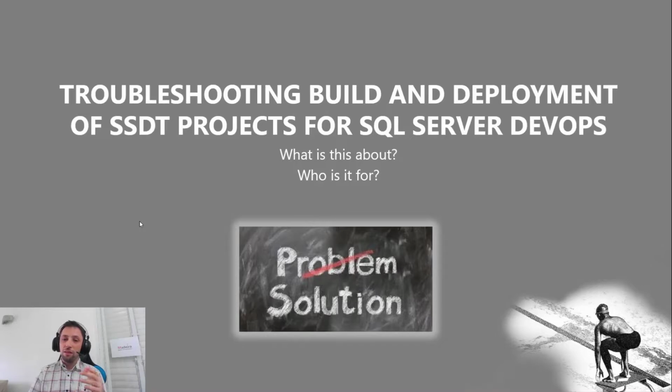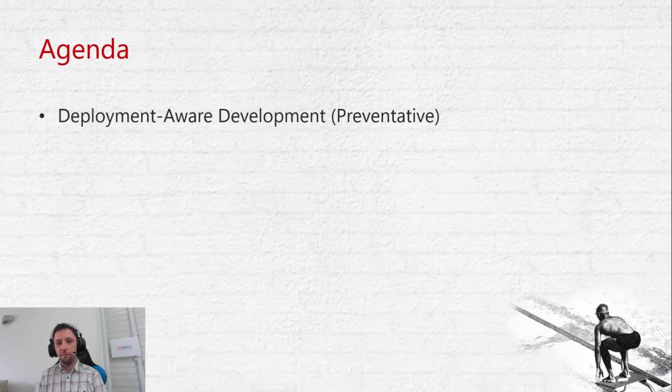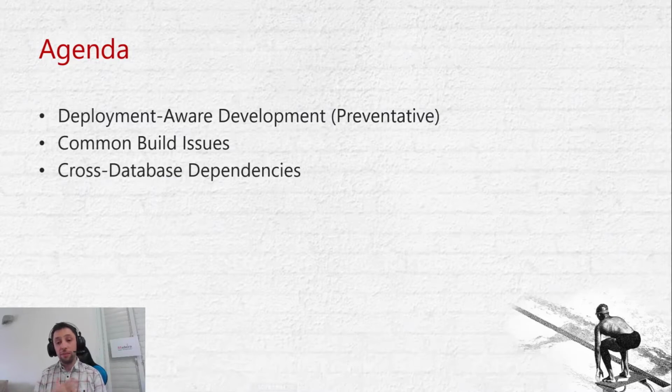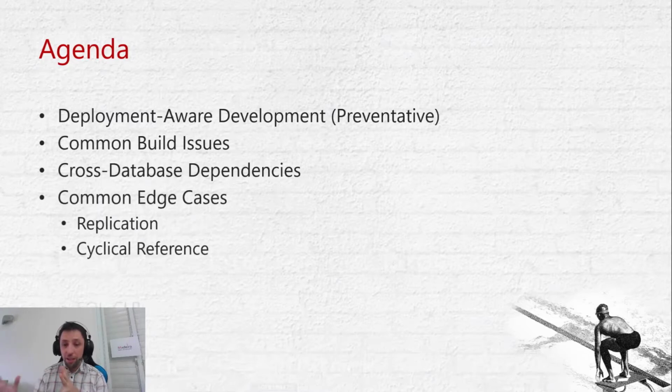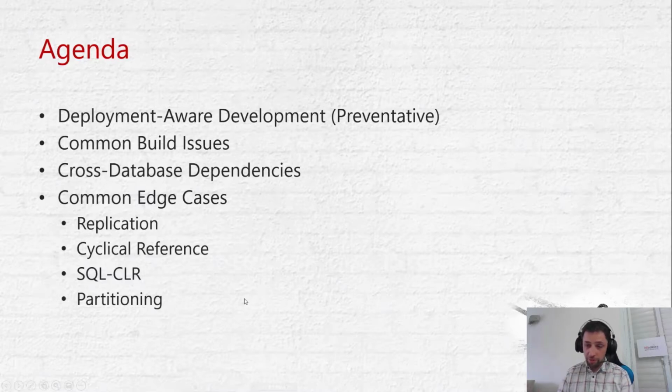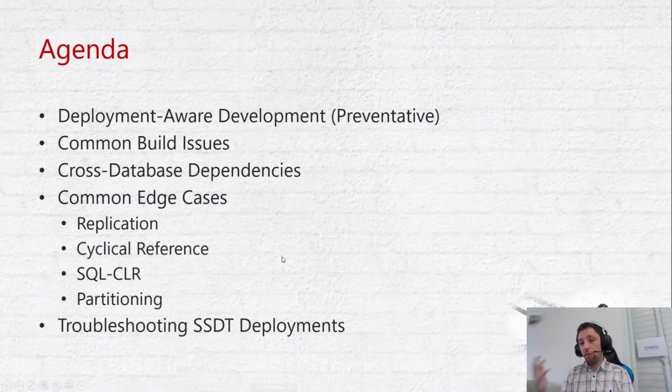Okay, so let's look at our agenda for this session. So first of all, I would like to focus on preventative guidelines or methodologies when approaching development while keeping a deployment-aware mindset. We'll see what it means in just a bit. Next, we will see common build issues that usually come up when you start working with SSDT. Then we will focus on cross-database dependencies and database references, what you could and should be doing with them. And then we will see several common edge cases that are not always very straightforward in terms of how you should be tackling them. And then, hopefully, with enough time, I will look into how to troubleshoot SSDT deployments.